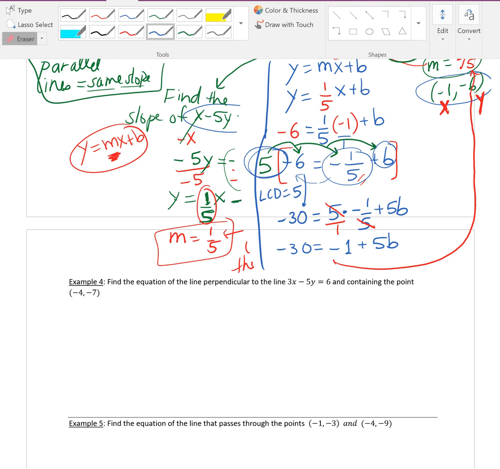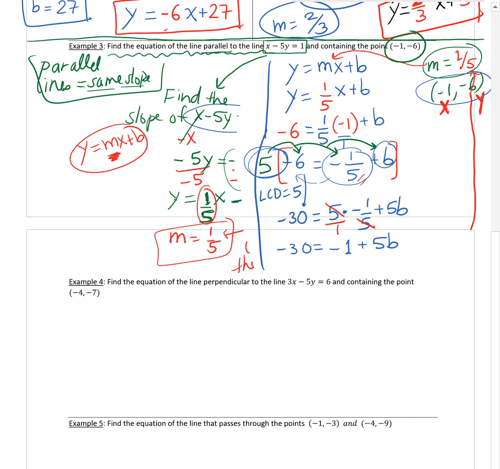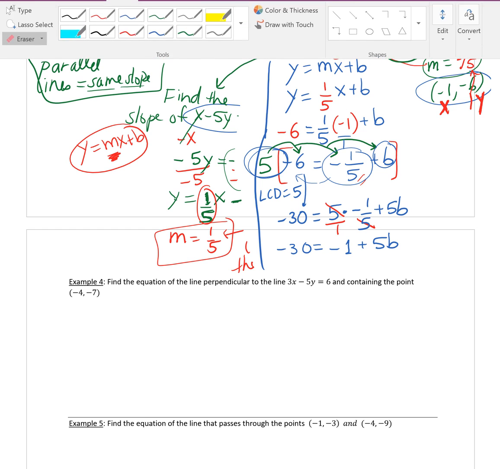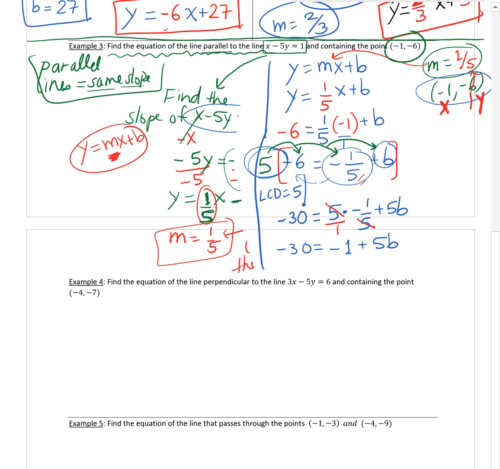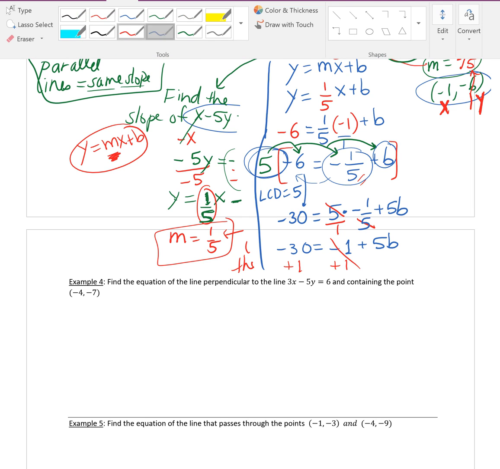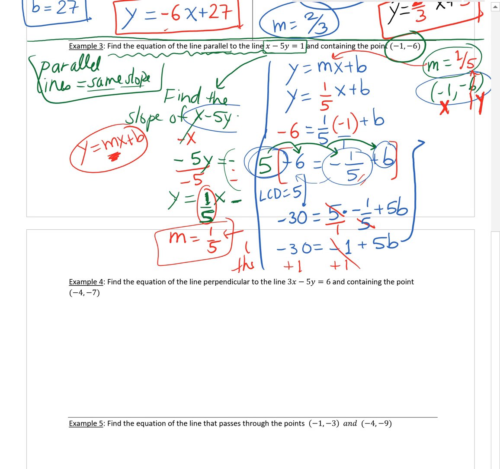And I know this has taken a while, but I'm very happy that I can solve the rest of this, or I can solve for b at this point without having to deal with any fractions. So if I want to isolate b, I'm going to move the 1 over first. Add 1, and then what do we have? I'm going to move this up here. Negative 30 and 1 makes negative 29. And on the right side, all that's left in that equation is 5b.